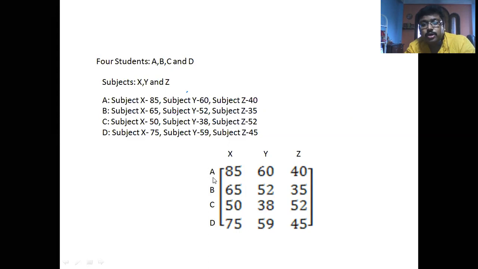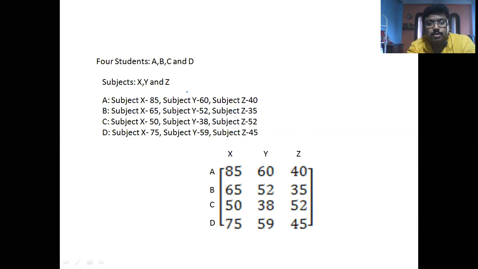And again, student A obtained 40 in subject Z, and student B obtained 35 in subject Z. Student C obtained 52 in subject Z, and student D obtained 45 in subject Z. Okay, so this is the matrix formation. This is the practical example, and this is the matrix form. So I hope that you have understood what is the matrix, and what is the importance of the matrix.